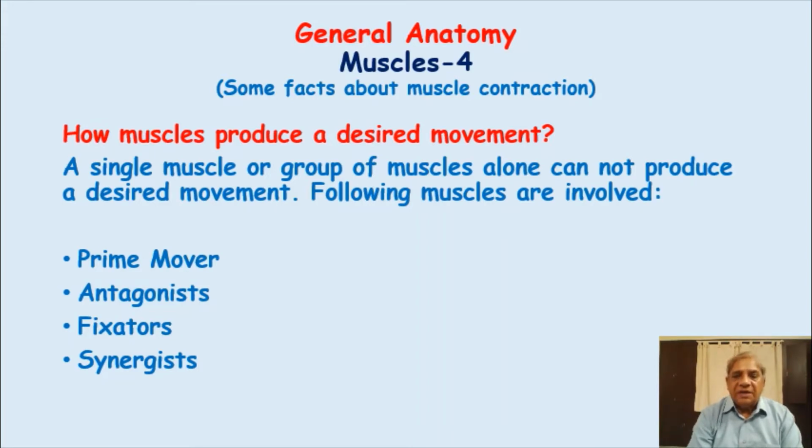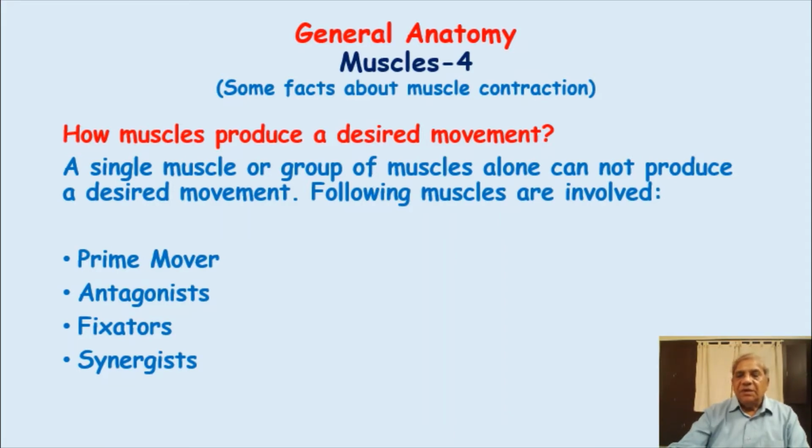But this is partly true. I don't say that they are giving you the wrong information, but this is not absolutely correct, because a desired movement at a particular joint is not only produced by a single muscle. As for flexion, biceps, and for extension, triceps, there are many more muscles involved in the production of a desired movement. Now these are the following muscles which are involved in the production of a desired movement.